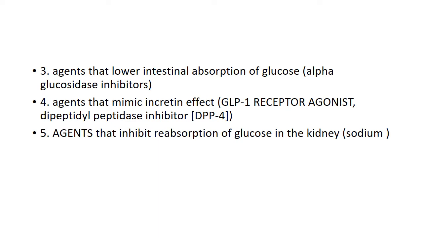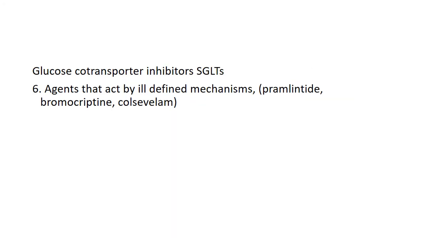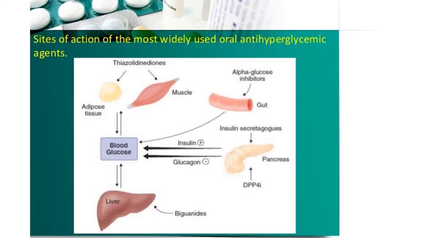Number 5 are the agents that inhibit reabsorption of glucose in the kidneys. These agents are called sodium-glucose co-transporter inhibitors, also named SGLTs. Number 6 are the agents that act by ill-defined mechanisms, which are the drugs pramlintide, bromocriptine, and colesevelam. This was the classification of the drugs. Now we are going to discuss them one by one.